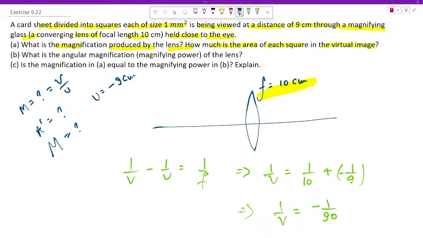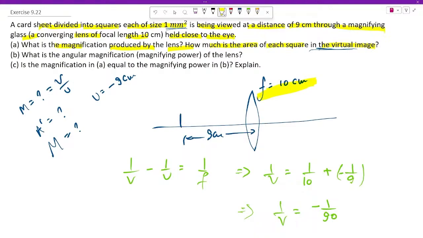and in front of the convex lens there lies a sheet. Let us assume it over here, and it is 9 centimeter in front of that convex lens, and on the sheet there is a pattern of squares, each of area 1 millimeter square. So we have to find out what is the magnification produced by this lens and what is the virtual area, or the area of the image produced by the lens.